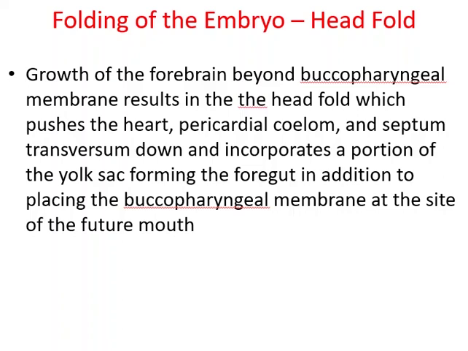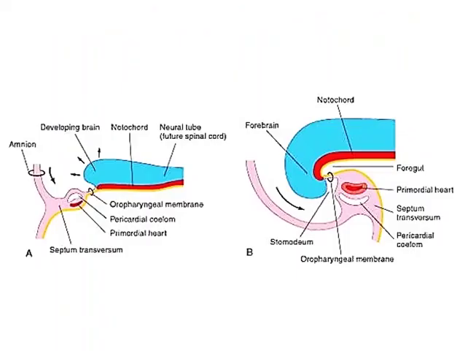The foregut is a part of GIT formation. The GIT is formed in three regions or three parts: foregut, midgut, and hindgut. The foregut here developed during the folding or head fold of the embryo. This figure shows the folding of the head portion, or head fold.